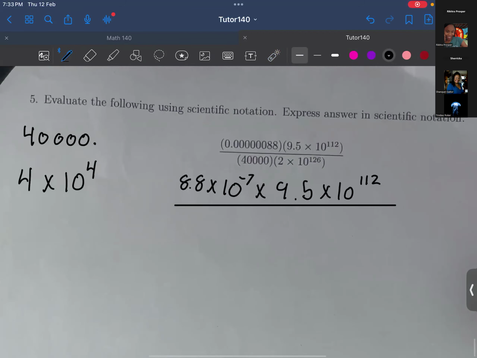I see your questions in the chat. Like I said, I'm going to answer all of them during the Q&A period. So 4 times 10 to the power of 4. And then times 2 times 10 to the power of 126.